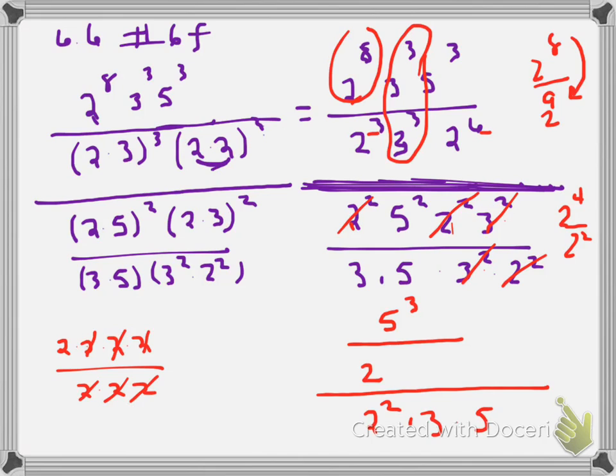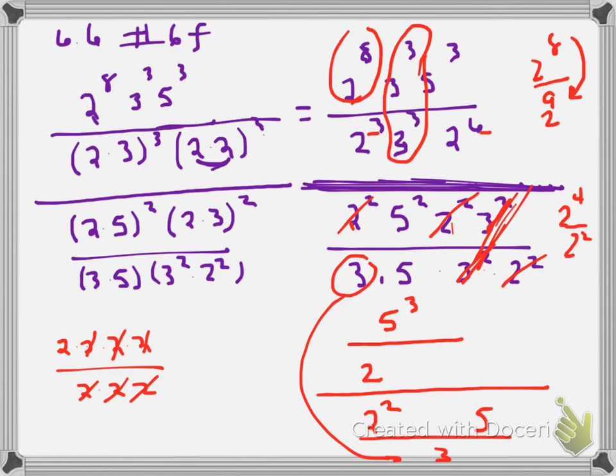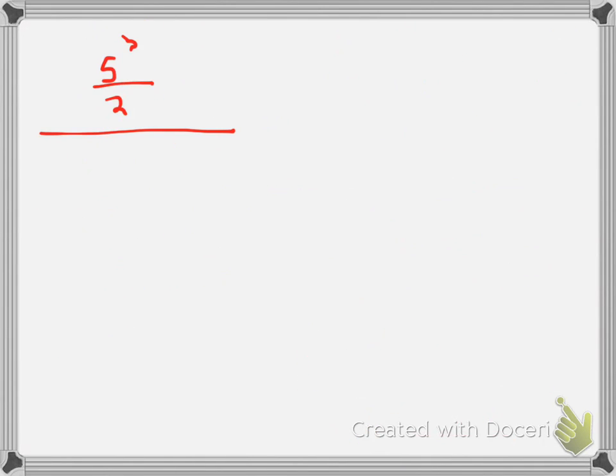Oops. Okay, hopefully you caught this. That 3 is really in the denominator, right? Because I have 3 squared and 3 squared right here, and this guy is still in the denominator, so I need to leave him there. So I have 5 cubed over 2, and 2 squared times 5 over 3. So let's go to the next page: 5 cubed over 2, divided by 2 squared times 5 over 3.